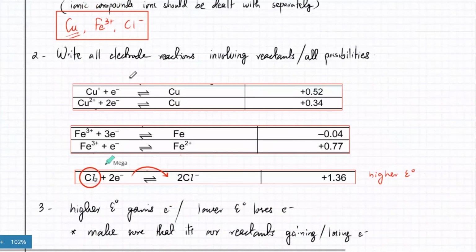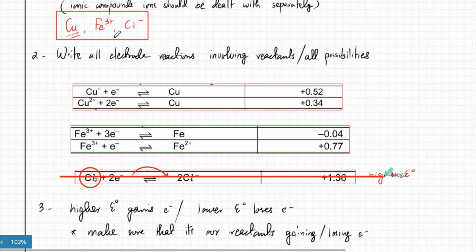So it must be one of these 3 that should be gaining electrons, which is why I'm not going to use this equation. Although it is the higher E naught, although it has the greatest tendency to actually gain electrons, I can't pick this equation because I don't have chlorine in my reactants. So I'm just going to ignore this equation and look for another high E naught. This one is not the one. Let's look for another high E naught.